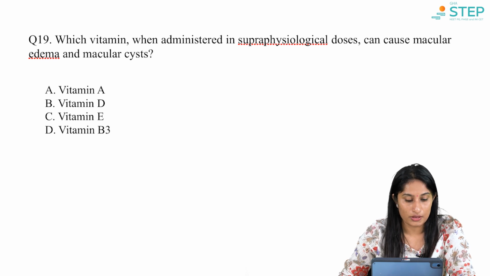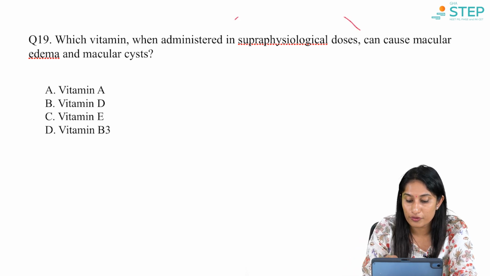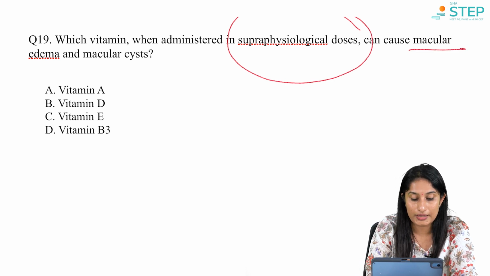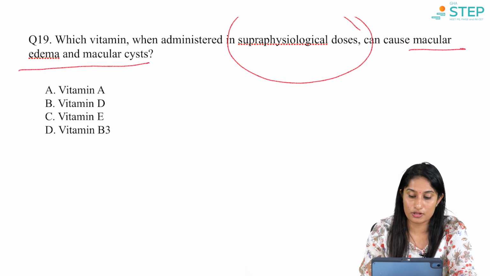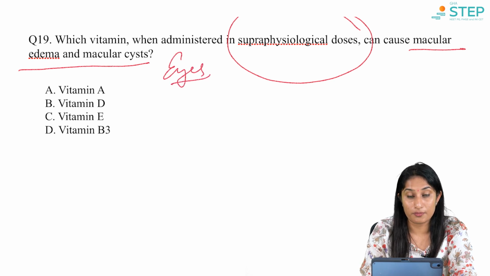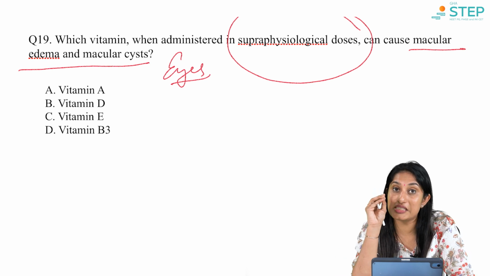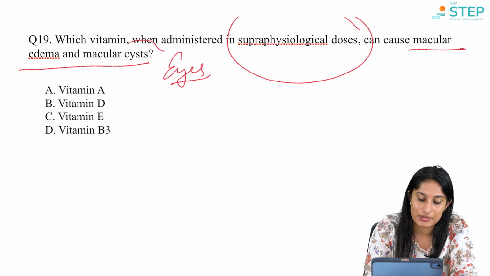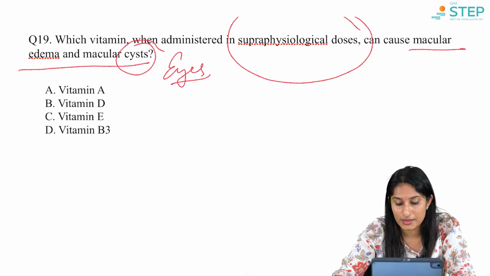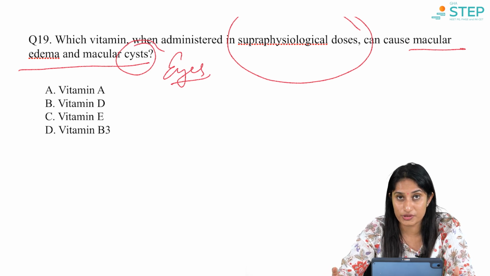Coming to the 19th question, which vitamin when administered in supraphysiological doses can cause macular edema and macular cyst? So, we know macula, we are talking about the eye. In the macula there is fluid formation. Fluid-filled spaces are also there, that is evidenced by the macular cyst. Which of these vitamins is given in supraphysiological doses?